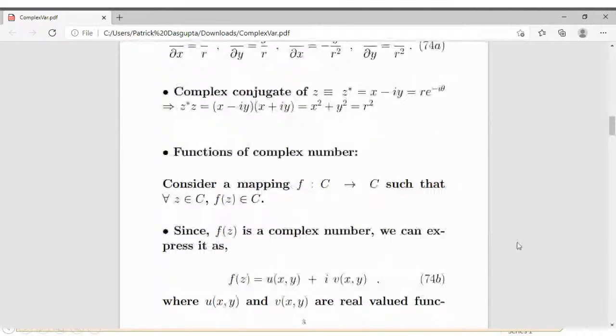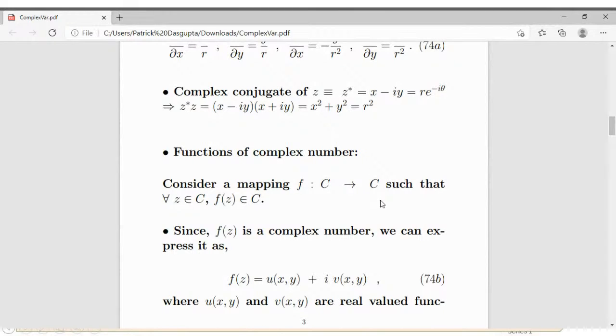Now we embark on the topic of functions of complex number. As you know, functions are essentially mapping from one set to another set. In the case of functions of complex numbers, we are interested in mapping f from the complex plane to the complex plane.